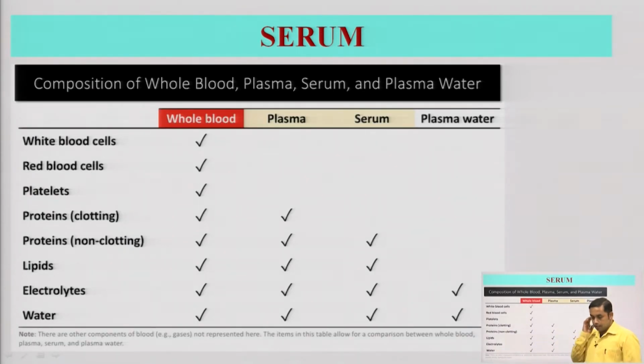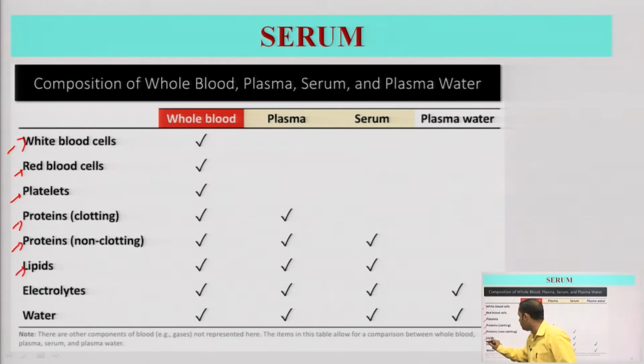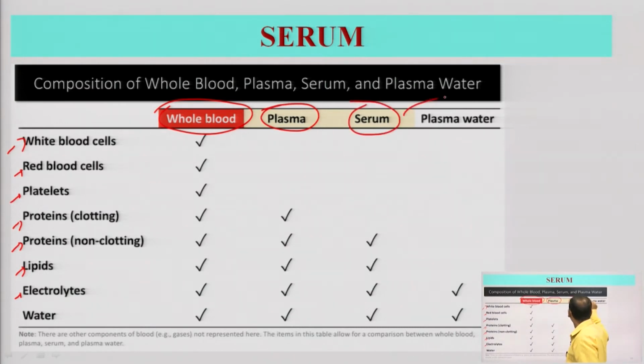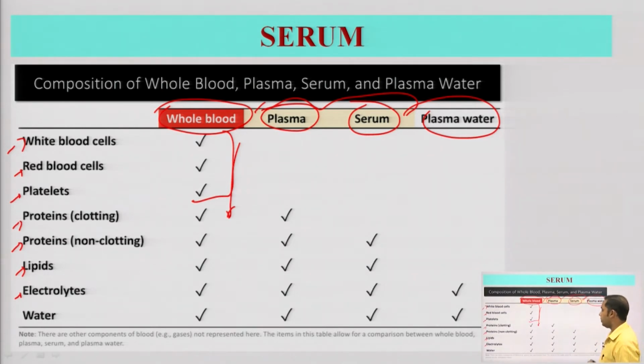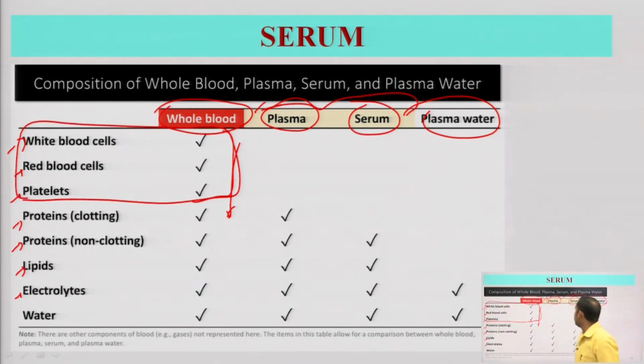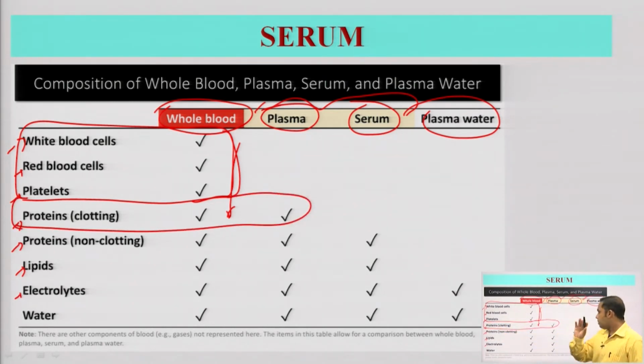Here I have a very interesting chart where I can tell you whether the various components we have been discussing in our previous lectures are present in whole blood, plasma, serum or plasma water, because ultimately all these components come under our whole blood, right. So, in whole blood you will get everything: white blood cells, red blood cells, platelets, various kinds of protein, lipids, electrolytes. But in plasma you will not get these things, and in serum the clotting factor is removed. Okay. So, our main area of focus in serum relies on these things.